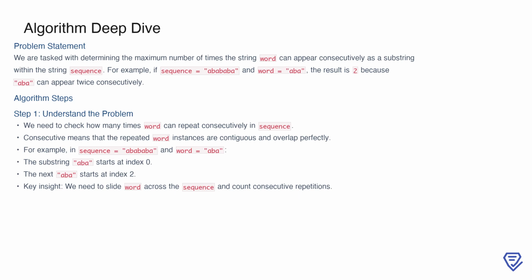To solve this, the key idea is to slide the word across the sequence and count how many times it repeats consecutively. This requires careful handling of overlapping substrings to ensure we only count valid consecutive repetitions. Let's break down the approach step by step.